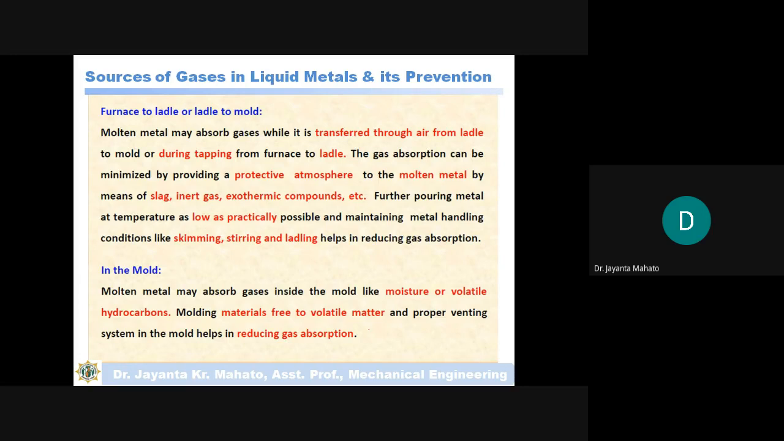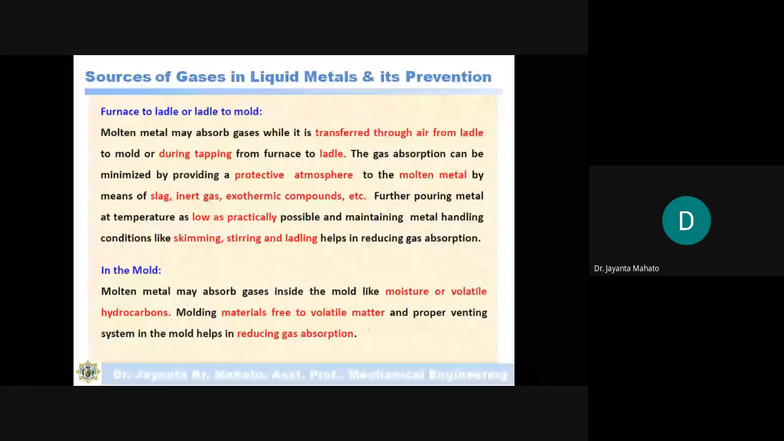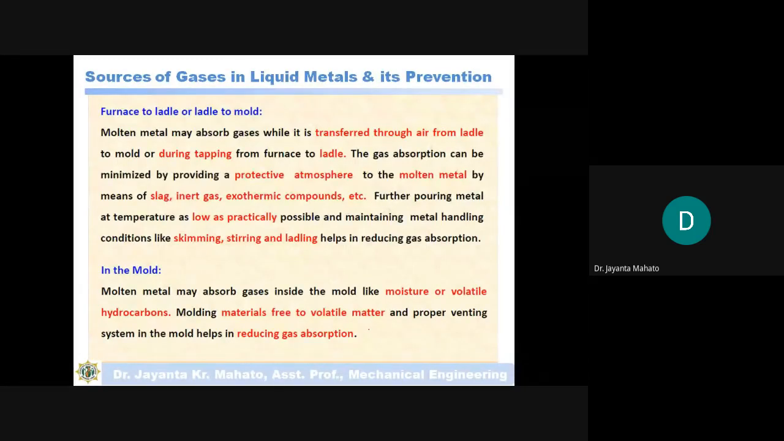And in the mold, molten metal may absorb gases like moisture or volatile hydrocarbons. Molding materials should avoid volatile matter, and a proper ventilation system in the mold helps in reducing gas absorption. So these are the sources and how the gas absorption can be reduced. Just read these points and remember them.